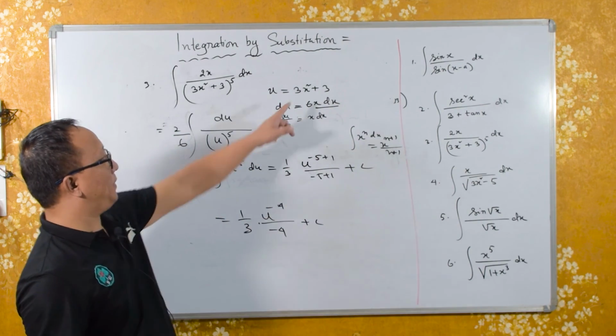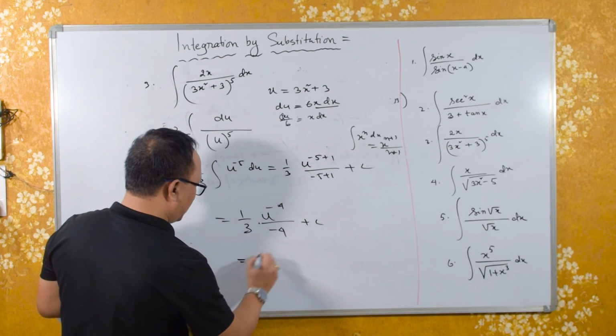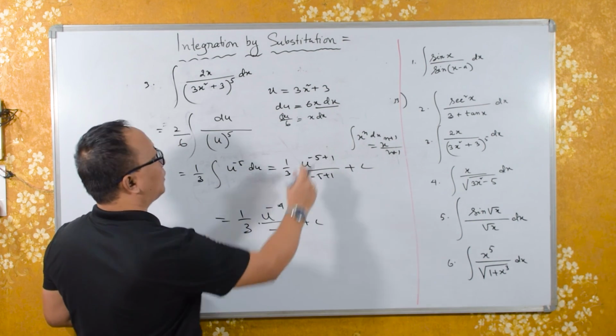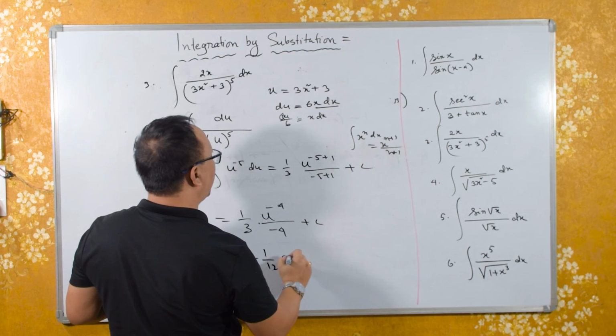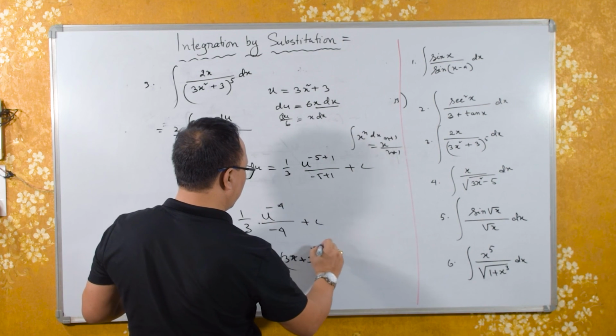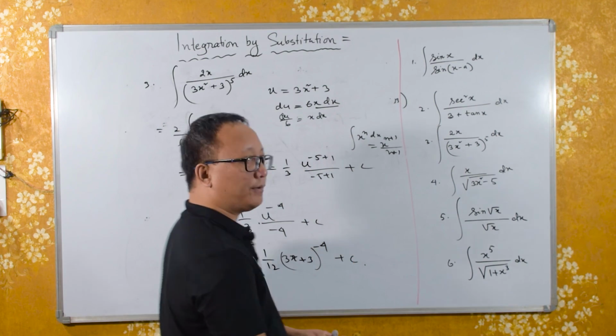What is u? You have to come back. u is 3x square plus 3. This is the same as 3 fours are 12, minus 1 by 12, where u is 3x square plus 3 raised to minus 4, plus c. This is the required answer.